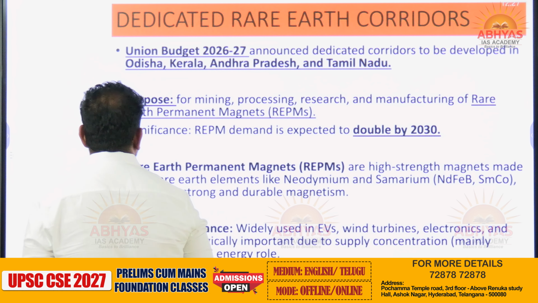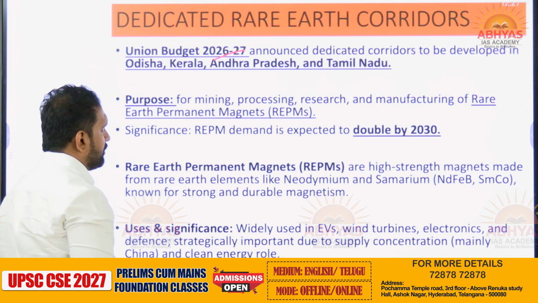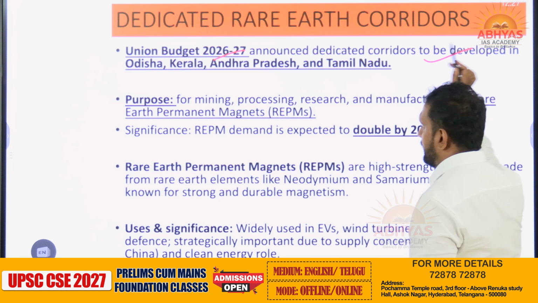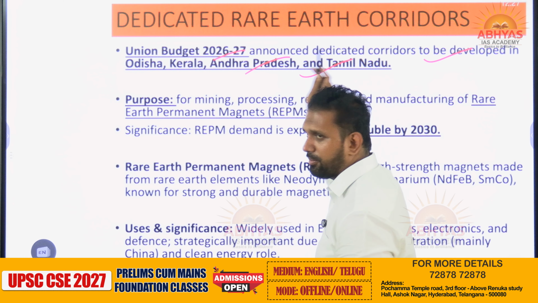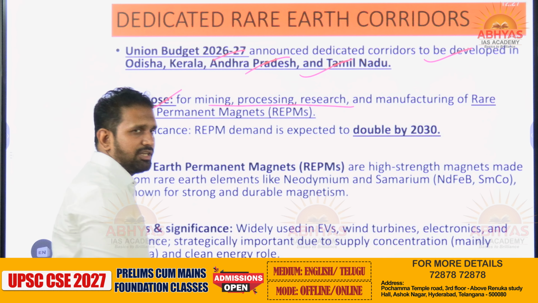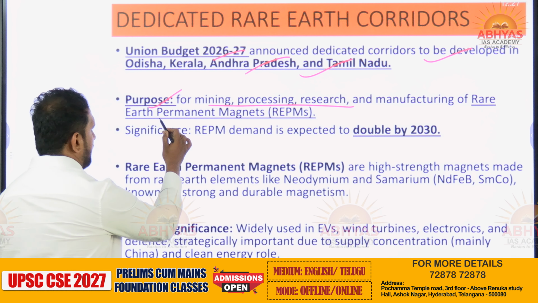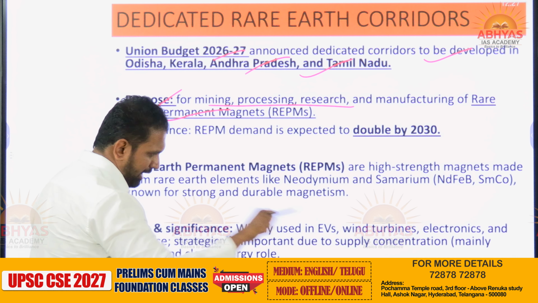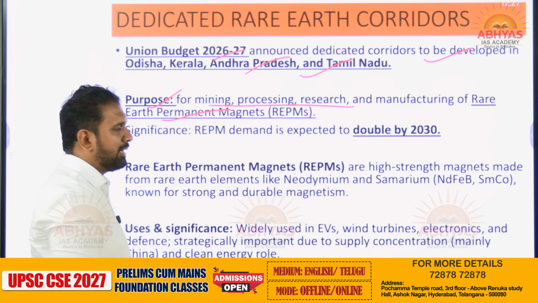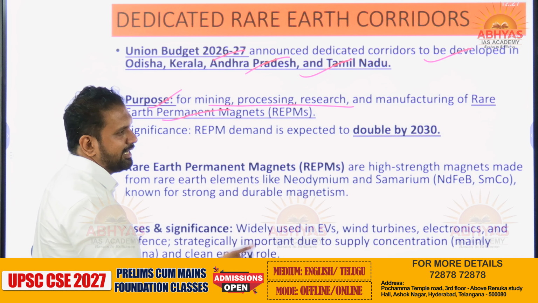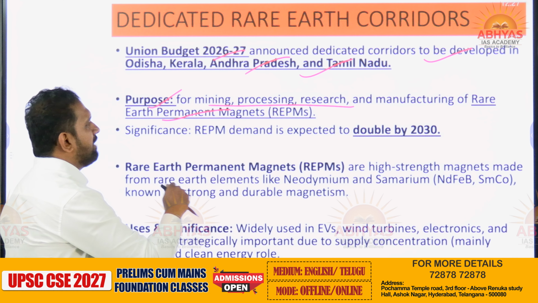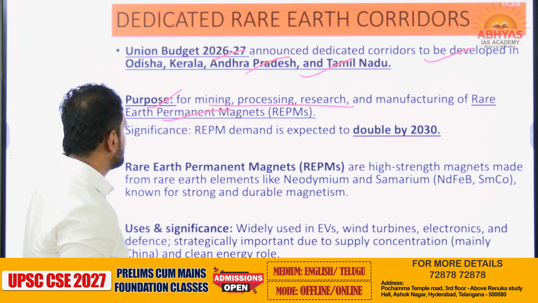So we are in very much deficit with regard to rare earth elements. Union Budget 2026-2027, the latest budget, has given dedicated corridors that will be developed in Odisha, Kerala, Andhra Pradesh and Tamil Nadu. The purpose is very simple: mining, processing, research and manufacturing of rare earth permanent magnets. We will try to mine, remove the unnecessary elements from that particular alloy, research whether the rare earth element is useful for what purpose, and manufacture rare earth permanent magnets.